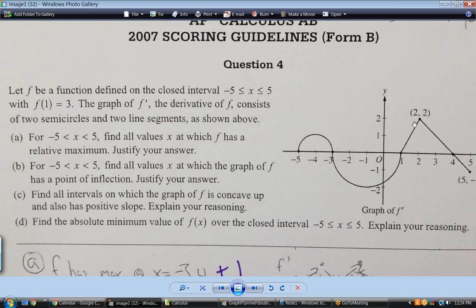Okay. Now D, find the absolute minimum value of f of x over that interval. Explain your reasoning. The absolute minimum. Well, what do we need to do? We need to examine where the minimums are and the endpoints. I'm sure there's some reason they told us that f of 1 was equal to 3, but I haven't figured out what yet.